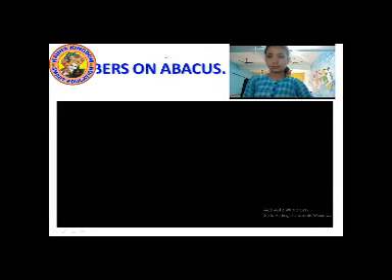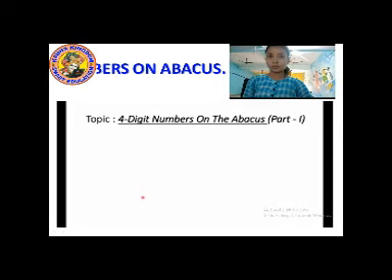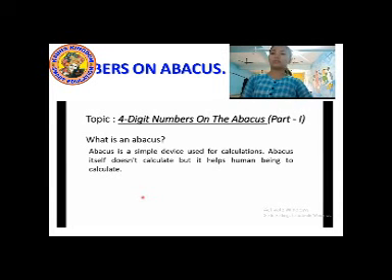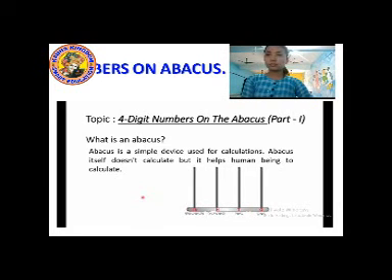Hello students, I welcome you all to this classroom. Today's topic is 4-digit numbers on the abacus. You know what an abacus is? An abacus is a simple device used for calculations. An abacus itself doesn't calculate, but it helps human beings to calculate. In an abacus, each bead represents counting units and each rod represents places, that is, ones place, tens place, hundreds place, and thousands place.